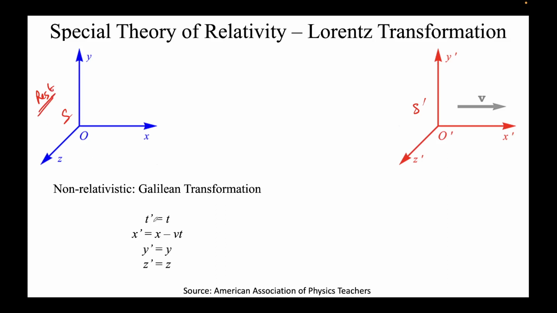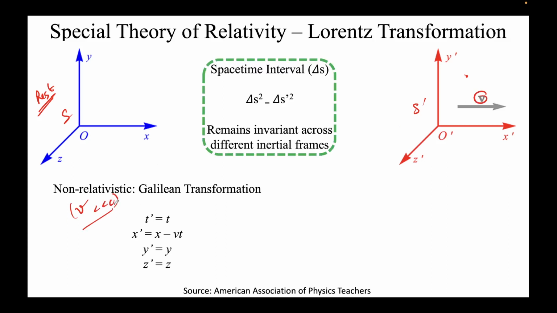This is the rest frame, and if I want to calculate the coordinates here, we know that due to Galilean transformation, simple high school mathematics or physics, time will not change, and the x prime coordinate here will be x minus vt. Y and z remain constant because the motion is only in the x direction. This frame is moving with a constant velocity v, where v is less than c, and c is the speed of light.